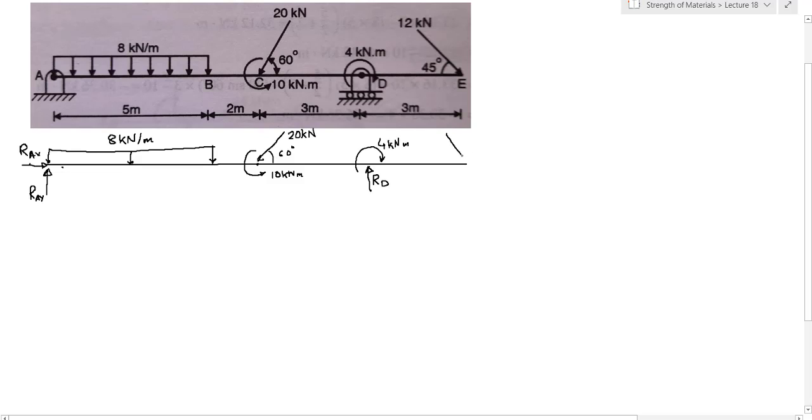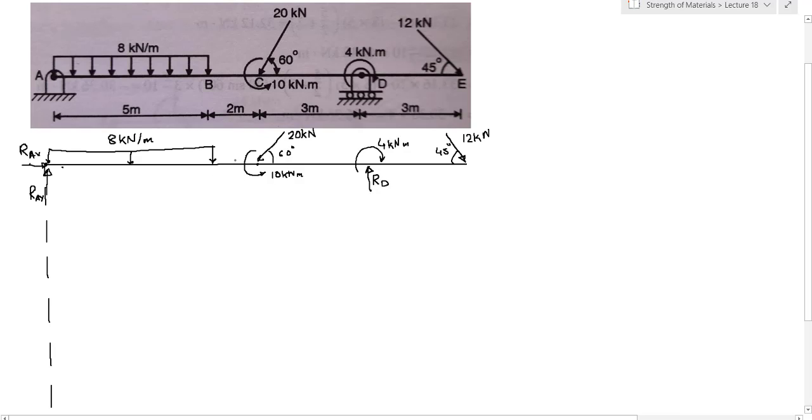And then again we have a force at an angle, right? 12 kilonewton at an angle of 45 degree, right? So this is the diagram that we have right now. So now we have to draw all our diagrams below this. What have they asked us to draw? They have asked us to draw axial force diagram, shear force diagram, and bending moment diagram, right?